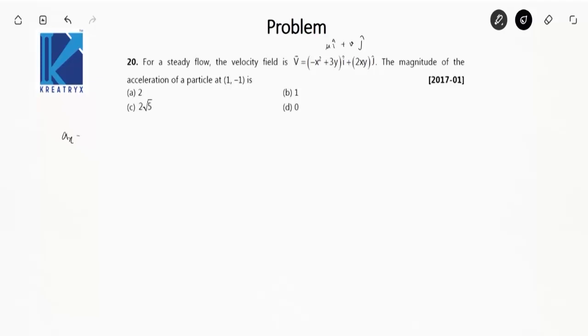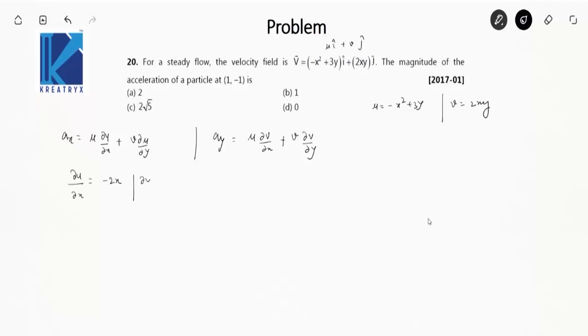Okay, so the x component of acceleration will be u del u by del x plus v del u by del y, and the y component of acceleration will be u del v by del x plus v del v by del y. Okay, now find del u by del x. Here u is minus x square plus 3y, v is 2xy. Be careful while finding del u by del x or del u by del y, all these partial differentiation. Okay, please be careful, you can commit errors.